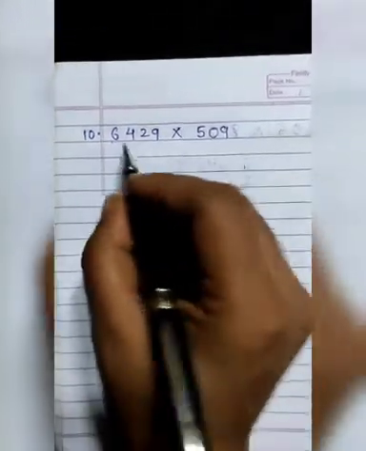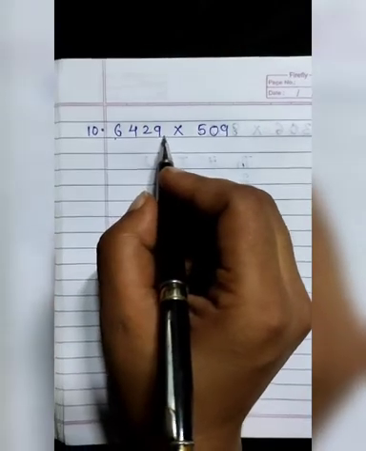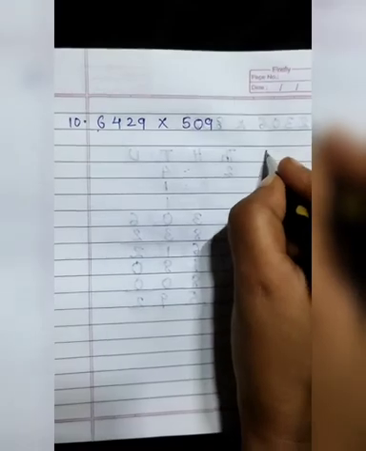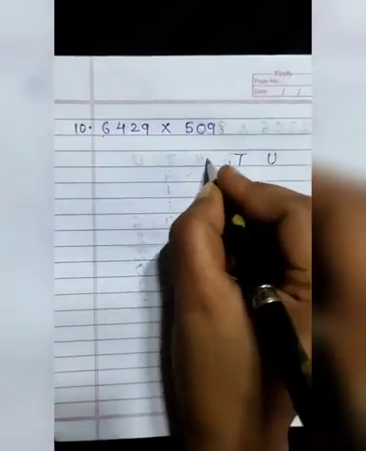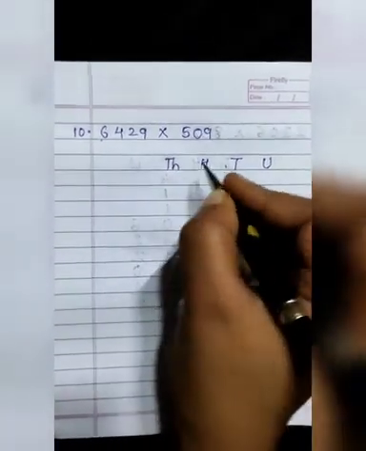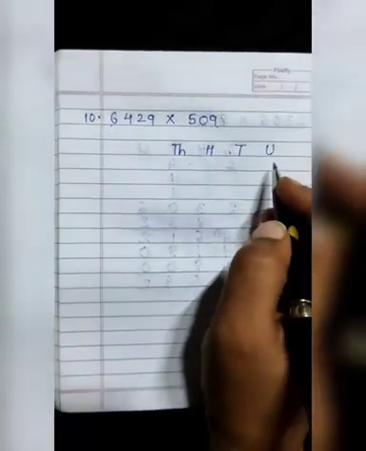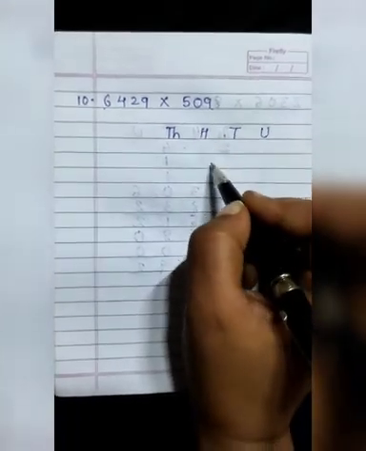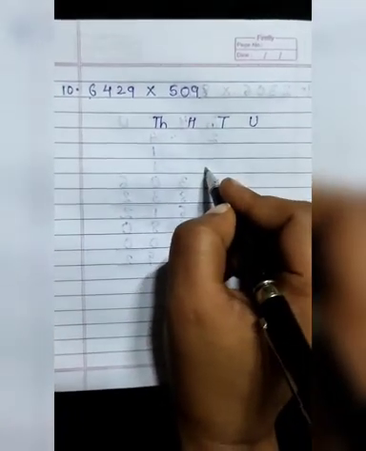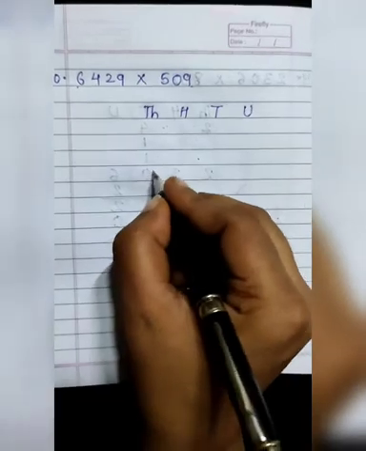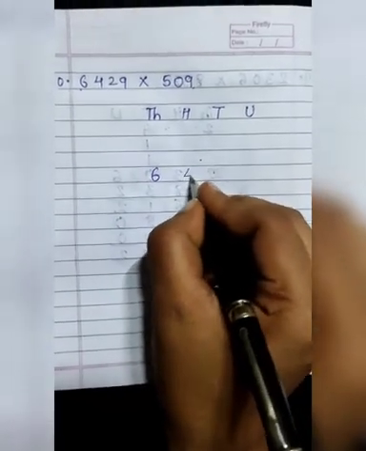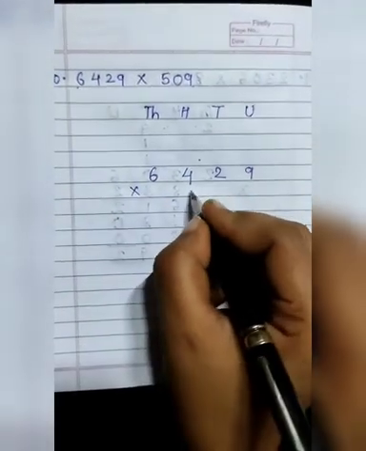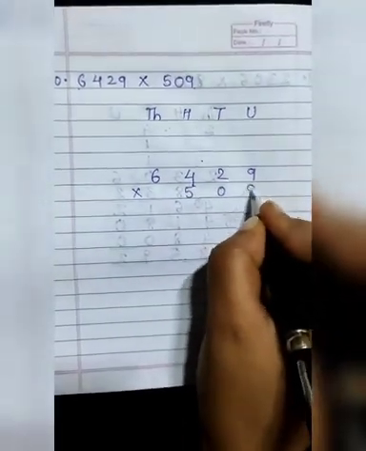Now moving to our last sum, that is the 10th sum. The question is 6,429 multiplied by 509. As it is a 4-digit number, we will write the place value till 1000. Now here we will multiply this 4-digit number by a 3-digit number, so we will leave 3 lines over here. Then we will write the sum 6,429 multiplied by 509.